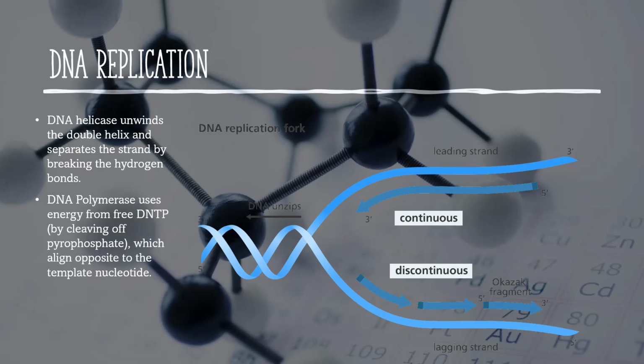So the main molecule that is going to be building this up is DNA polymerase. It uses energy from the free deoxynucleotide triphosphates in the cell, and then it cleaves off 2 of those phosphates, which is a pyrophosphate. By cleaving that off, there's a release of energy, and then that energy is used to catalyze adding that nucleotide to the opposite side, according to base pairing rules.